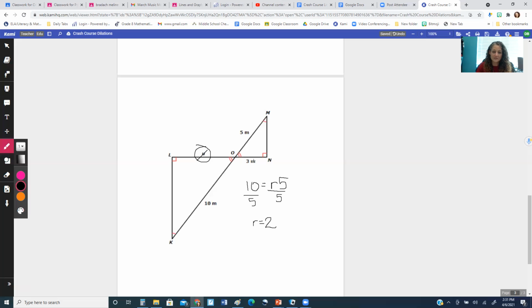So then to find out what this U is, I have this side. U is going to be R times 3, which is 2 times 3, which is 6. So that one's pretty straightforward, 6 meters.